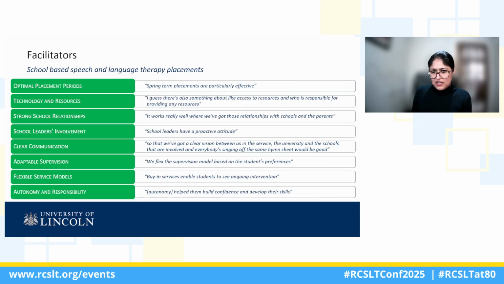Flexibility as a theme came through in two ways. The first related to adaptable supervision models, blending direct, indirect, and peer supervision, almost tailoring support to student capability and case complexity. The second related to flexible service models itself. For instance, having buy-in arrangements ensured that students had a regular presence in schools, giving them exposure to full intervention cycles, which students indicated as very beneficial.